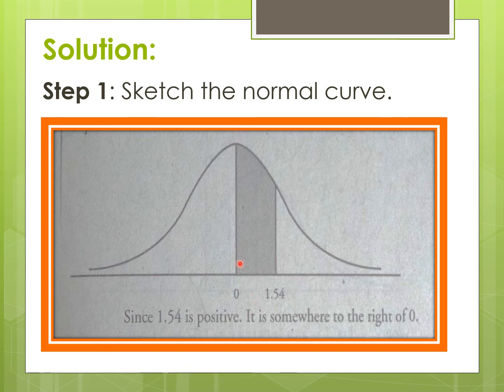So, we are going to suppose that it is a standard normal distribution in which the mean is 0. Kapag positive yung isa, so nasa right siya. Kapag negative, nasa left ng 0. So it is somewhere to the right of 0. And then i-shade natin yung area na to, yung region na to, between 0 and 1.54. So ito yung graph ng first example natin.